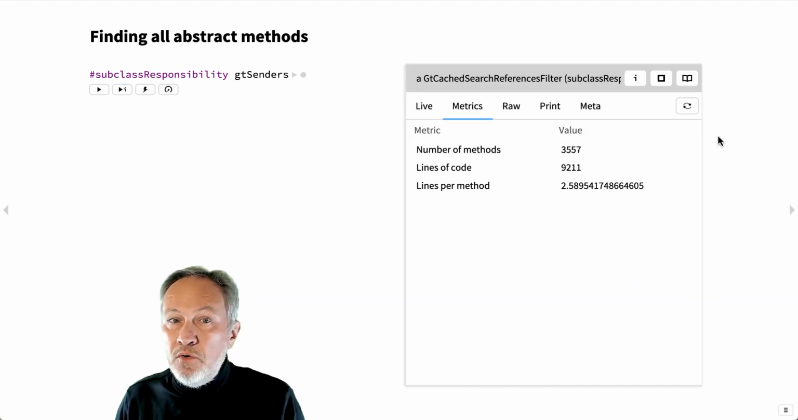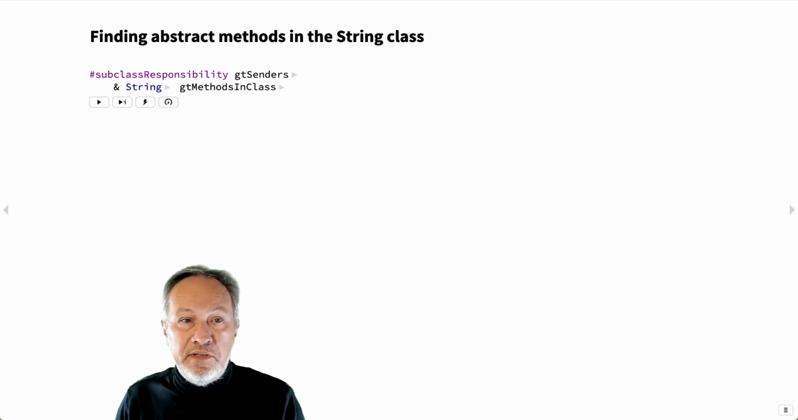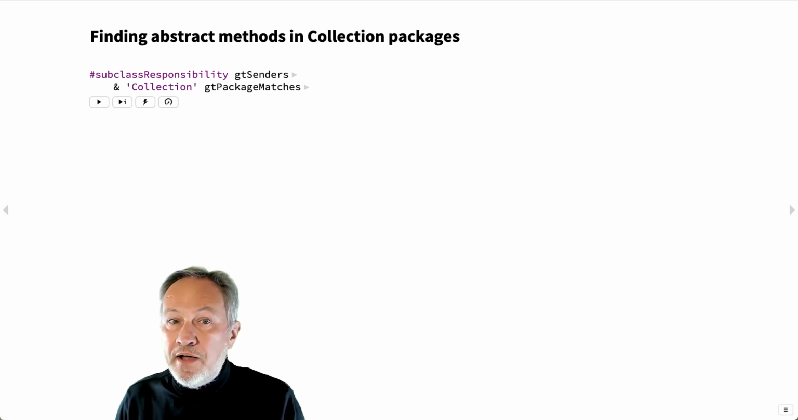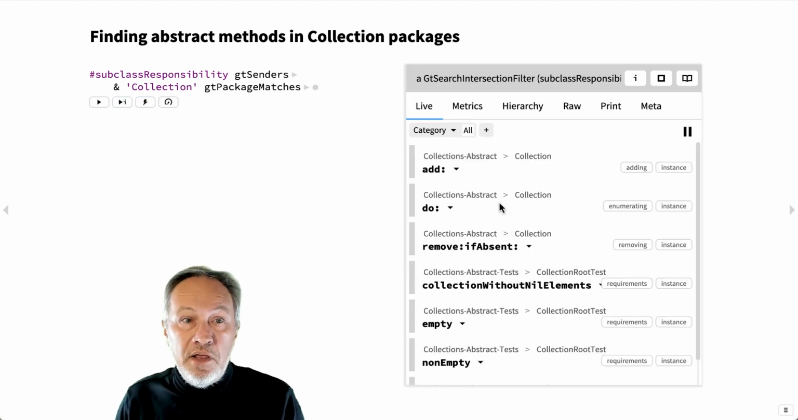In the metrics view, we can see that there are over 4,000 abstract methods in the system. Suppose we just want to find the abstract methods in the String class. In that case, we can compose this query as follows. Here we apply a filter to the previous query, restricting the scope of the result to the String class. As expected, we find just 4 abstract methods. If instead we want to find all the abstract methods in classes within all the Collection packages, we can specify a different filter.